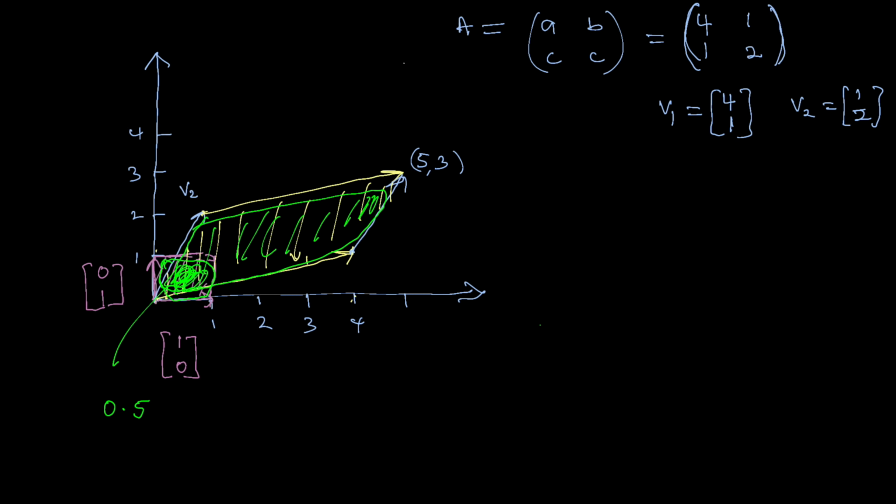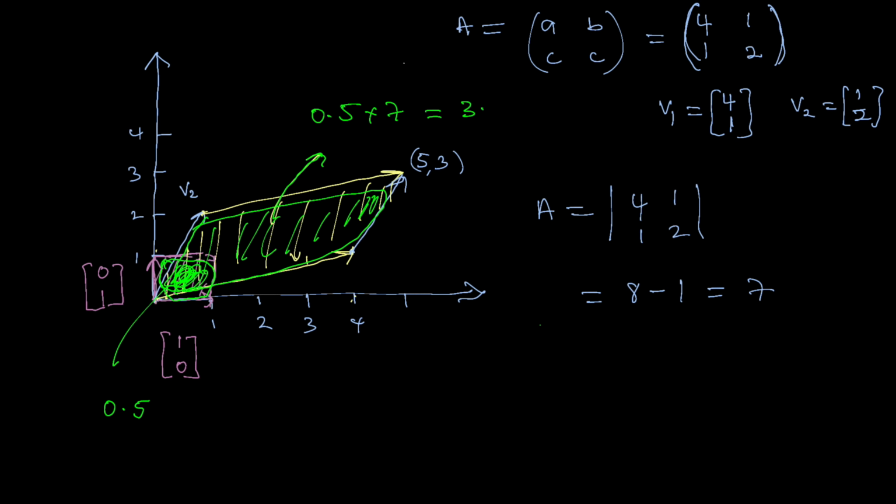So the determinant of A will be 4, 1, 1, 2, and that will be 4 times 2, which is 8, minus 1 times 1, which is 1, and that equals 7. So now the area of the big object will be 0.5, and you times that by 7. So 0.5 times 7 will be 3.5 units squared. And so that's the application of the transformation matrix.